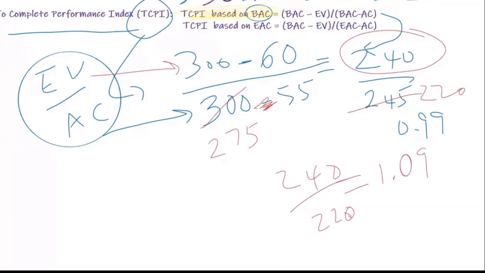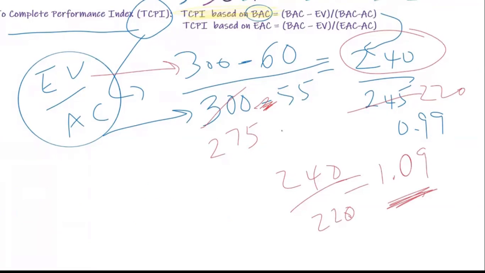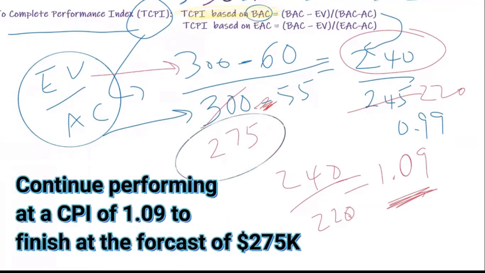Funny enough that it came to 1.09. Why is it 1.09? This is what we earn, and that's what we're going to spend. So earning more than 1 is positive, right? I'm spending $1 and earning $1.09. Well, because the estimate at completion was actually based on the CPI of 1.09. So essentially, if you want to finish the project at the estimated amount of 275, then continue with the current CPI of 1.09. Does that make sense?